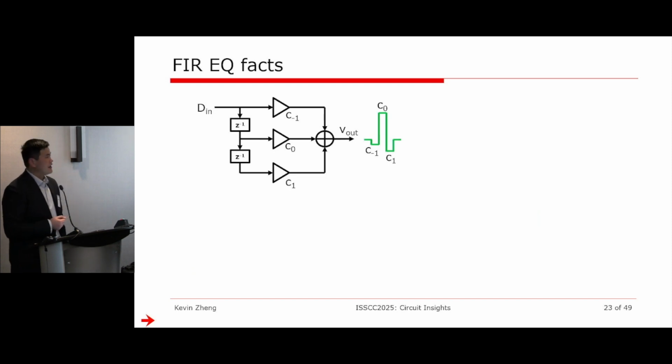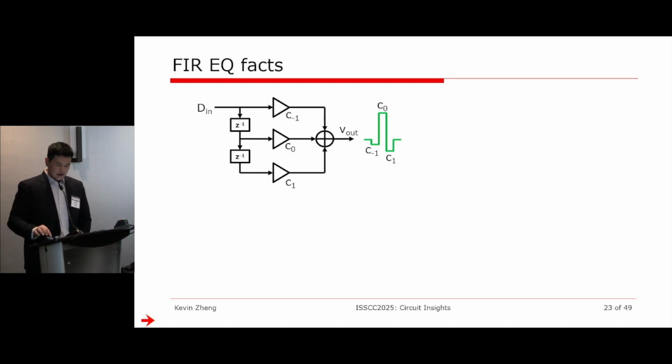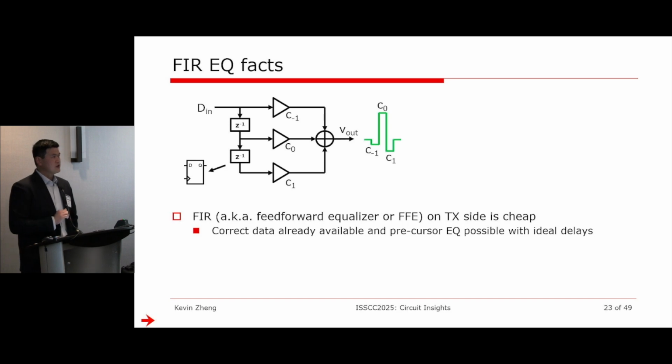An FIR, in essence, in the mathematical domain is pretty straightforward. It just looks like this. It's a bunch of delay line where you're delaying the pulse and weighting them differently and adding them at the output. That's what an FIR is. And the reason why it's so effective and cheap on the TX side is because in the digital domain, you can implement an ideal delay. And that ideal delay is called a flip-flop. All you have to do is clock it with the right clock. You will create the right delay for the FIR.